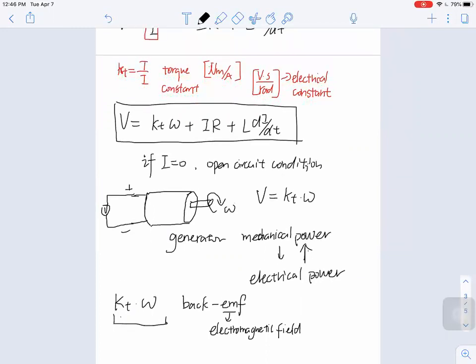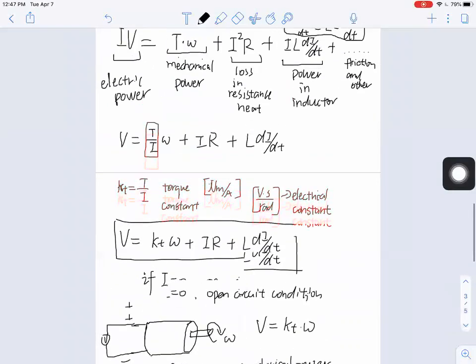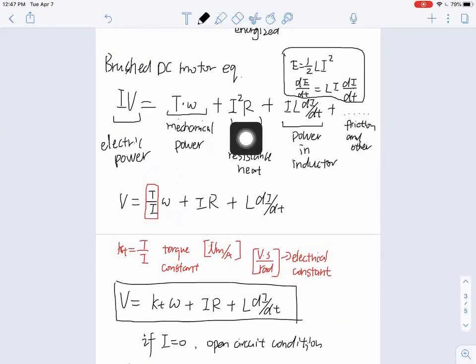That's the introduction of the brushed DC motor equation. And now you should know there are three very important terms inside the brushed DC motor equation. The first is the torque constant times omega, and that's also called back EMF. The second term here we have IR. If we go back to the original form of the equation, that comes from I squared R. That's losses in all the wires. And now we also have a power term, the power in the inductor.